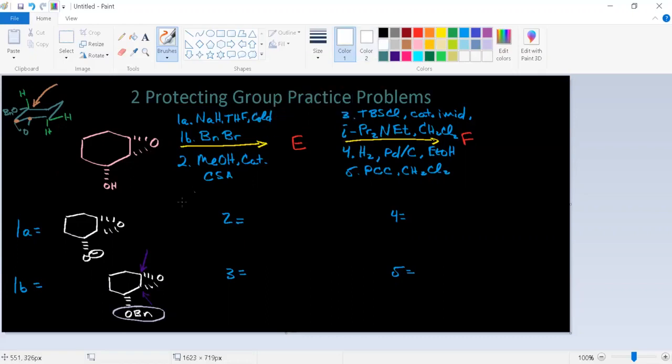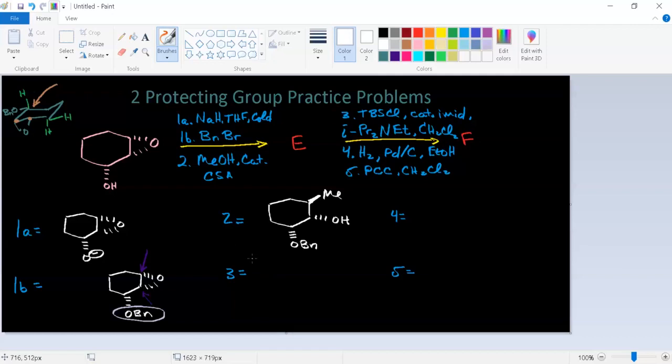So that's a long story for explaining that in the end, our product is just going to look like what I'm about to draw. There's that methyl, and our alcohol. The alcohol stayed on a dash, and the methyl group went on a wedge. And that just has to do with backside attack.